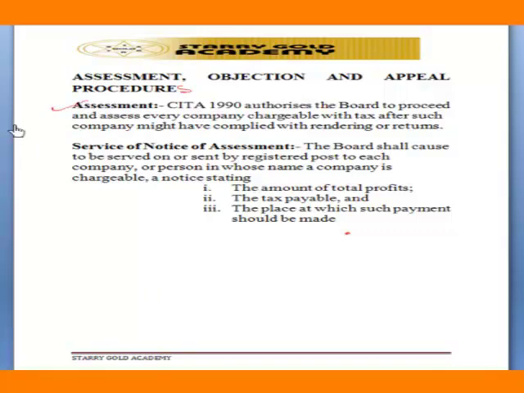Let's start with assessment. The Company Income Tax Act 1990 has given the board here, the Federal Board of Inland Revenue, the authority, the power to assess every company chargeable with tax after such company has complied with rendering of return. So it means every company, after rendering return, will be assessed for tax.